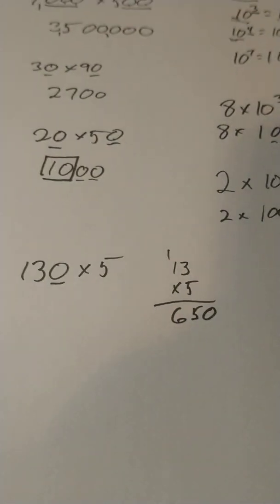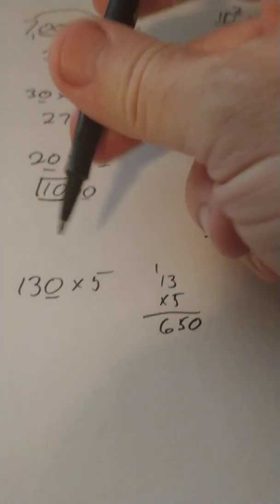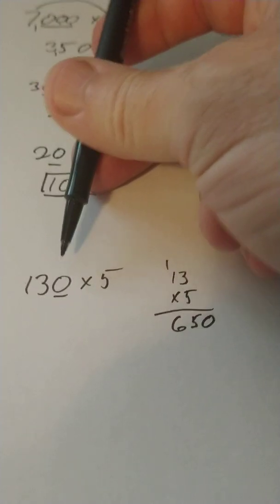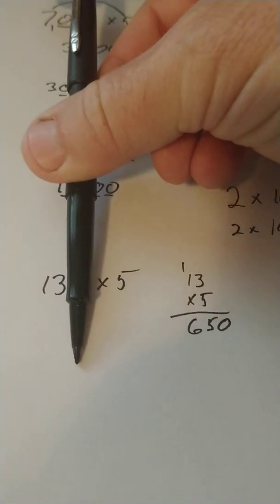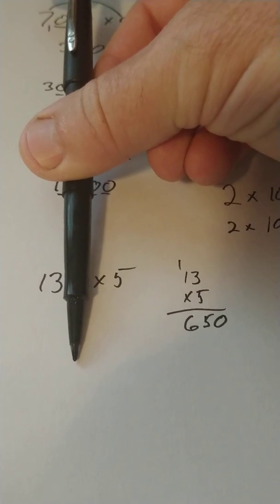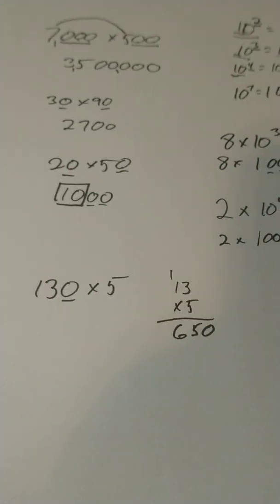My answer is 650. Okay, so if a number ends in a 0, you can just forget it for a while, pretend like it's not even there. You're going to do the 13 times 5, get your answer, and then pop that 0 back in. All there is to it.